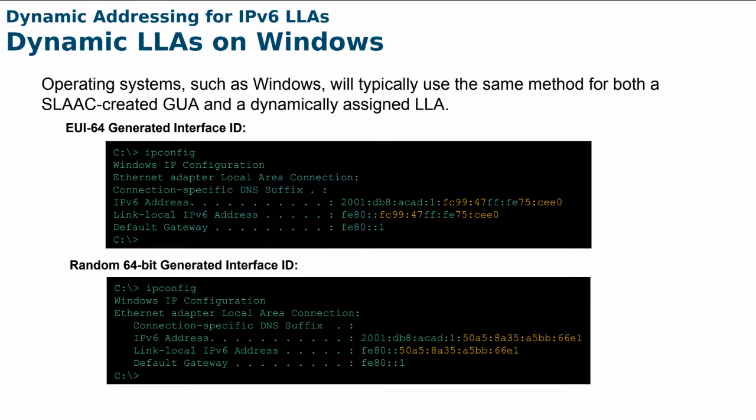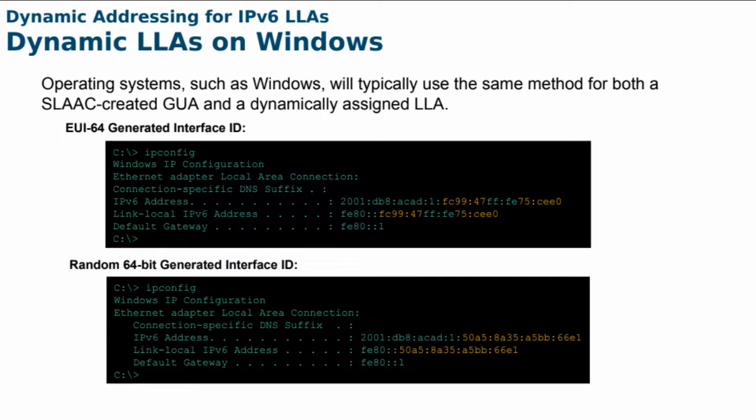Dynamic LLAs on Windows: again, Windows will typically use the same method for both a SLAAC created GUA and a dynamically assigned LLA. You can check it using your ipconfig command. We will try it. Can you please try your ipconfig and see your addresses on your computer?